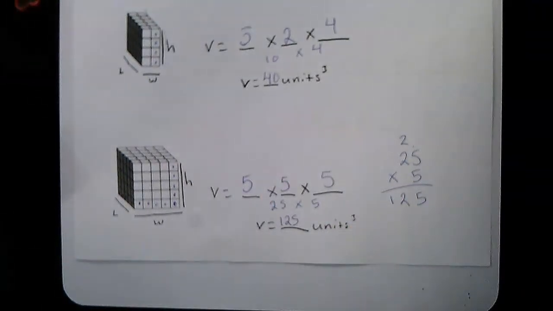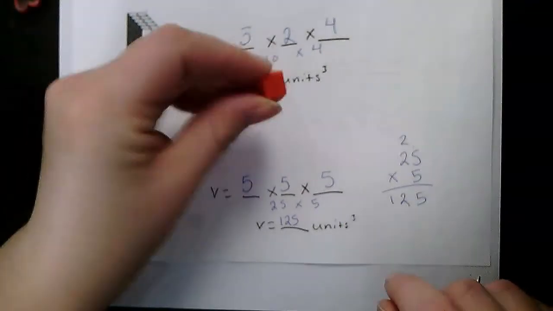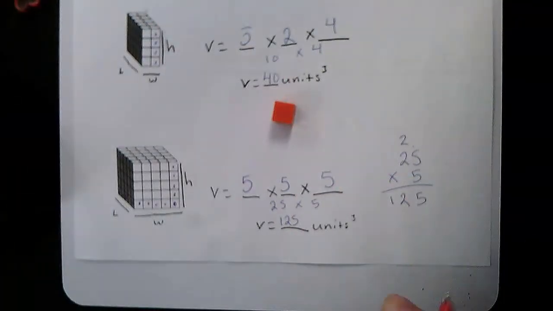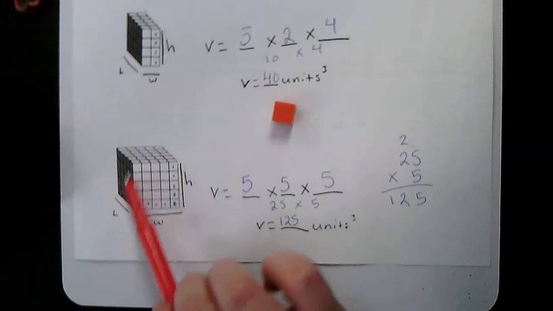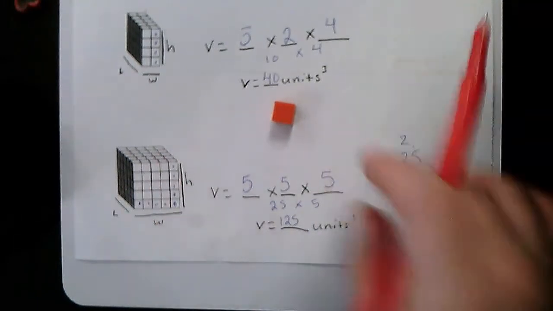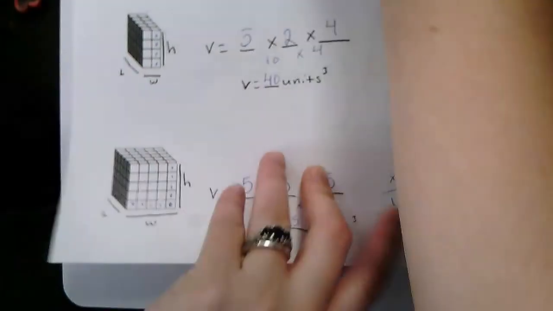And what that means is that my little unit blocks, 125 of them, would be set up just like this to create this shape.